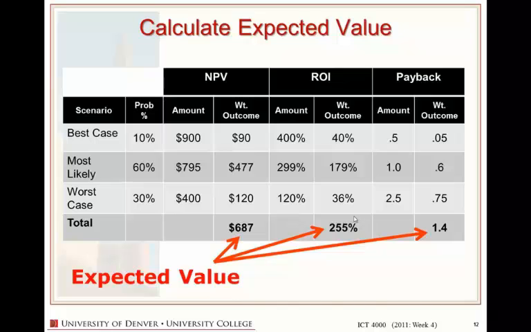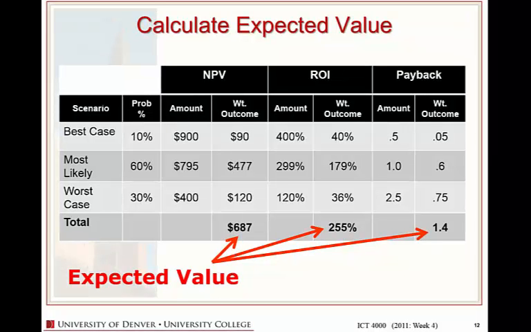Each one of these represents in a single number the full range of possibilities. And when you put in your executive summary your net present value, your return on investment, and your payback, these are the numbers that I would expect to see. So it's these expected values that you should put in your executive summary.